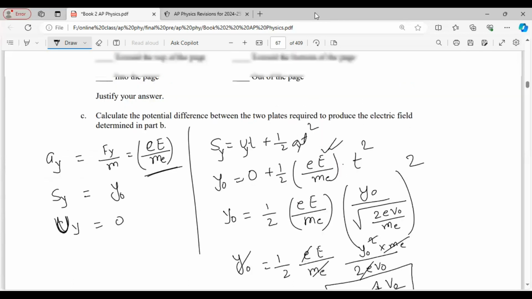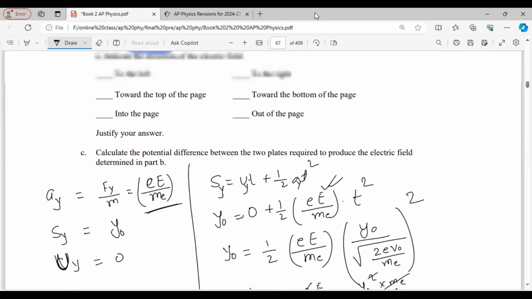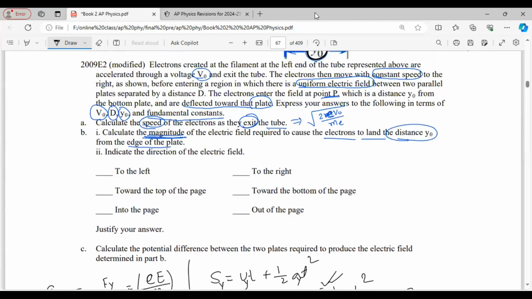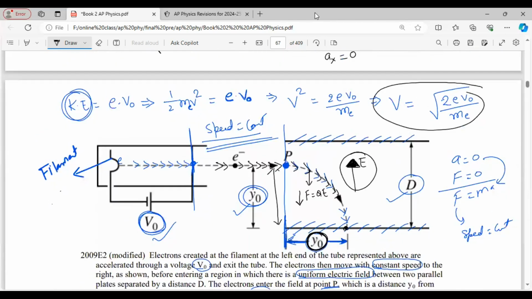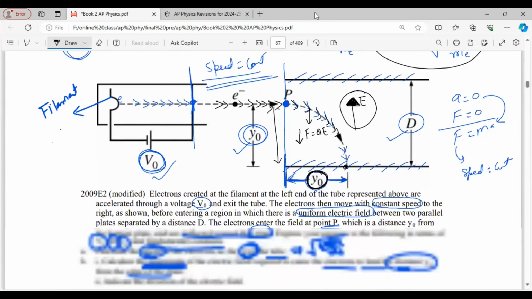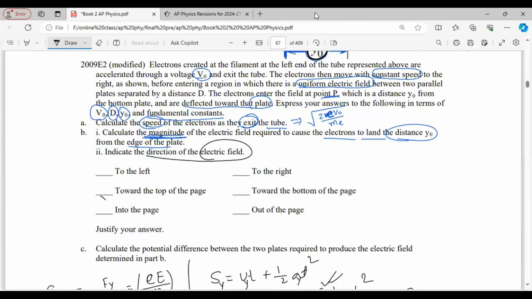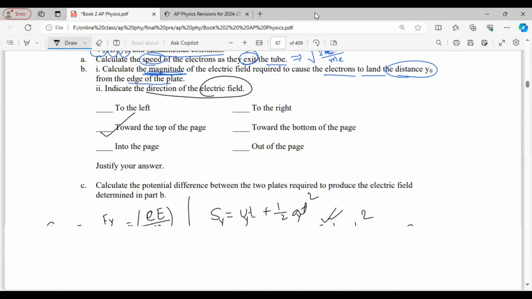I hope you understand the calculation and concept in this question. Let us see the next question. Indicate the direction of the electric field. We have already found it. It is saying to the left, to the right, towards the top of the page, towards the bottom of the page, into the page, out of the page. So according to our previous discussion, it should be towards the top of the page. So we will tick this, towards the top of the page.